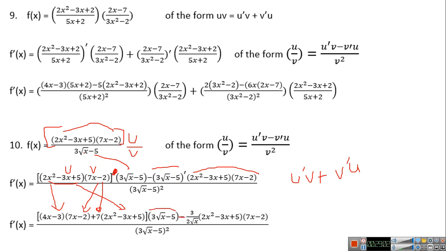I have now the minus. Now derivative of radical x is 1 over 2 radical x, but don't forget you have the 3. Derivative of 5 is 0 times this whole expression over denominator square. Please take a look at it again and redo it.